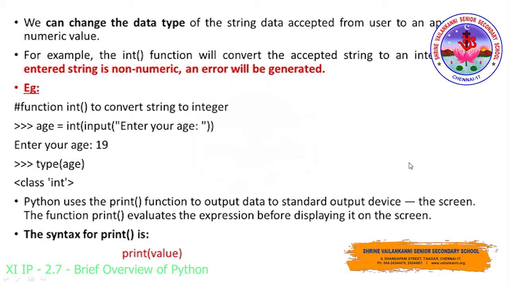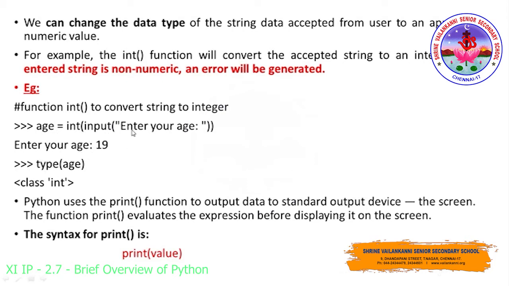Okay, so to change the values that we have given as a string type to the respective data type, we have to make use of the int function. For example, the int function will convert the accepted string to an integer. In case the value which we are going to give is non-numeric, an error message will be generated. Here they have asked you to enter the age. So instead of giving 19, if you provide some non-numeric value like 19 in words, this will display an error message because we have given the integer data type here.